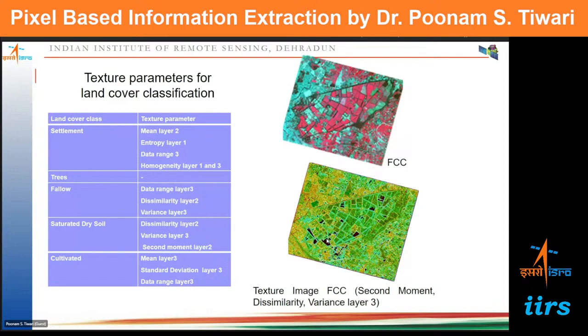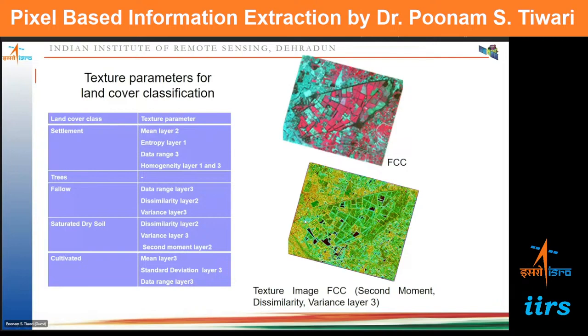So now you can see how many texture measures or texture parameters we can calculate from one single layer. In one direction you can calculate 11 textures, and like that you can have 7 or 8 directions. So you can calculate that many textures, check in which texture measure your particular feature is visible, and use those in the classification.